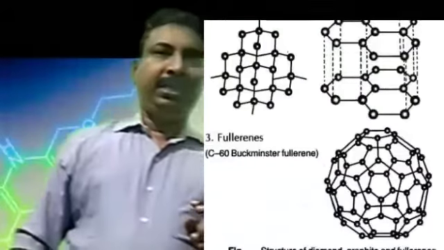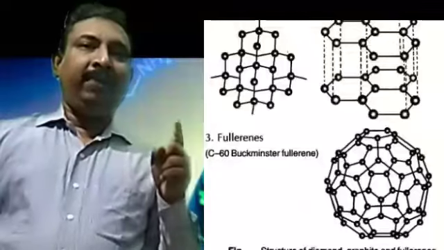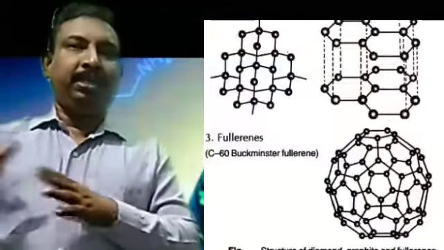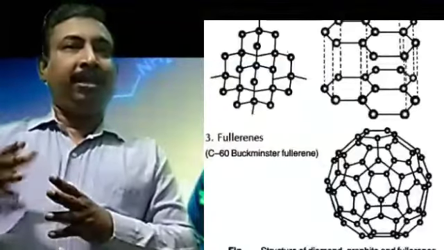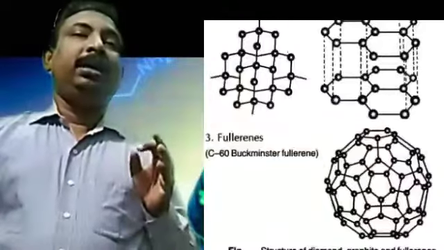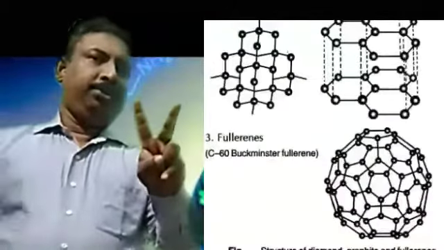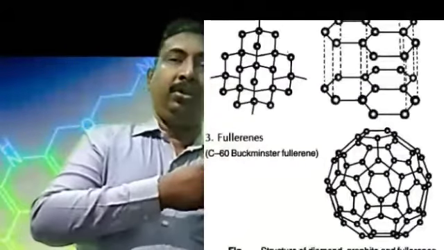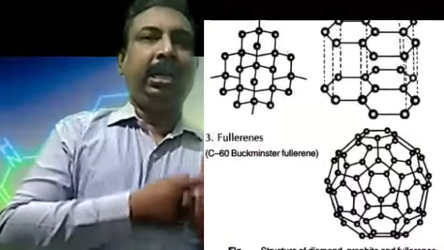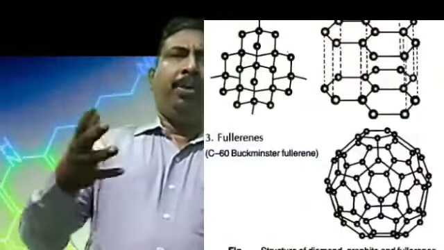What does allotropy state? One element existing in different forms with different physical properties but the same chemical properties, that phenomenon we call allotropy. So now we have seen two allotropic forms of carbon. What are those? Diamond and graphite.